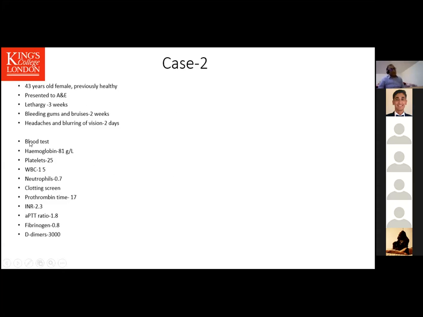So the blood test shows hemoglobin is low, white cell count is low, platelets are low. So what is it called? It's called severe pancytopenia. She's got neutropenia, neutrophil count is low. The clotting screen shows that prothrombin time is raised, INR is 2.3, APTT ratio is raised at 1.8, fibrinogen is low, and D dimers are stonkingly high.